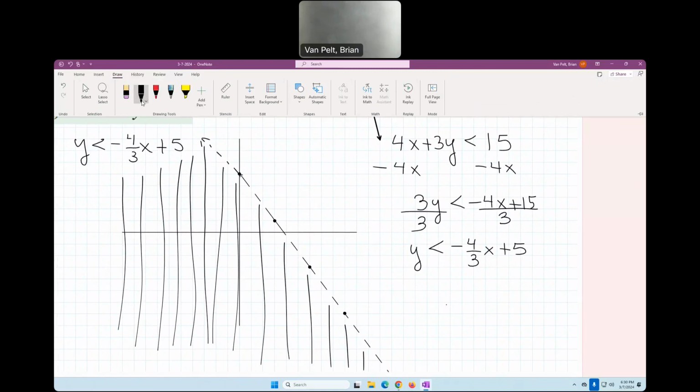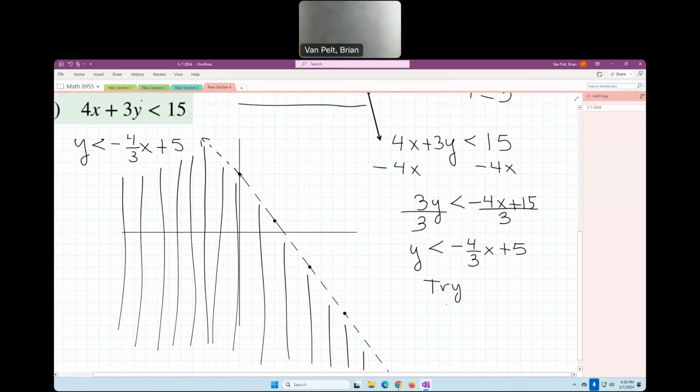So I'm starting here at the origin, going to the right 3 and up 1. So I'm gonna try the point 3, 1. I'm going to replace x with 3 and y with 1 in the original inequality, 4x plus 3y less than 15. Let me put the numbers in, 3 for x, 1 for y.